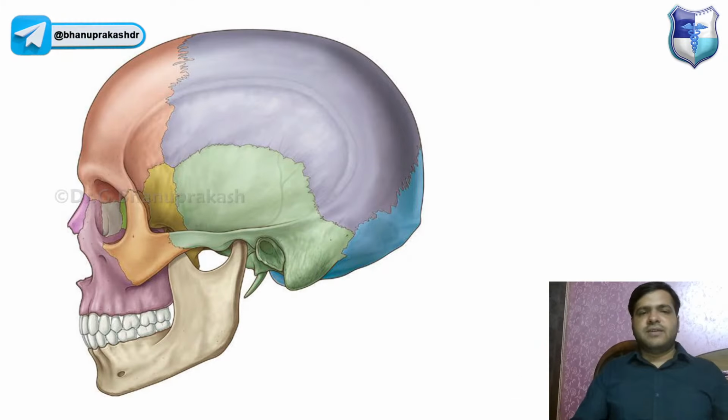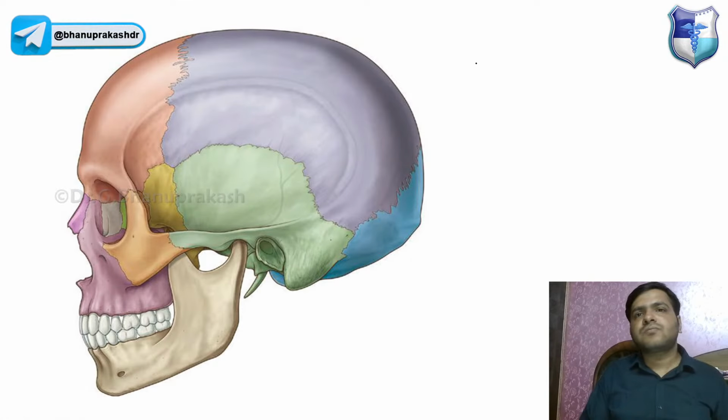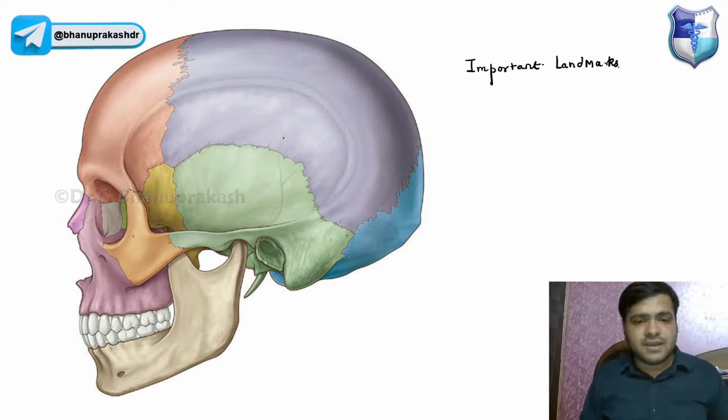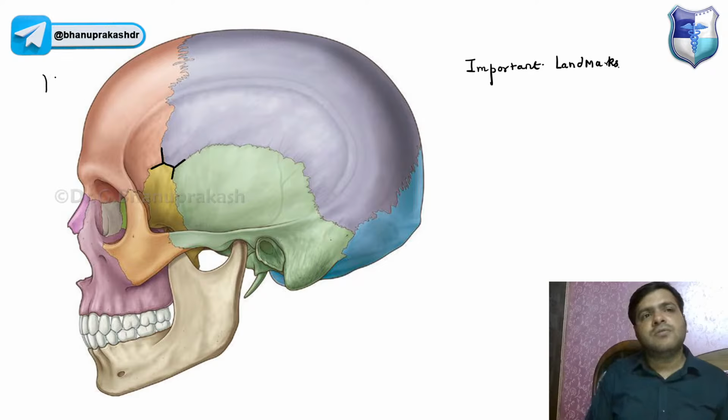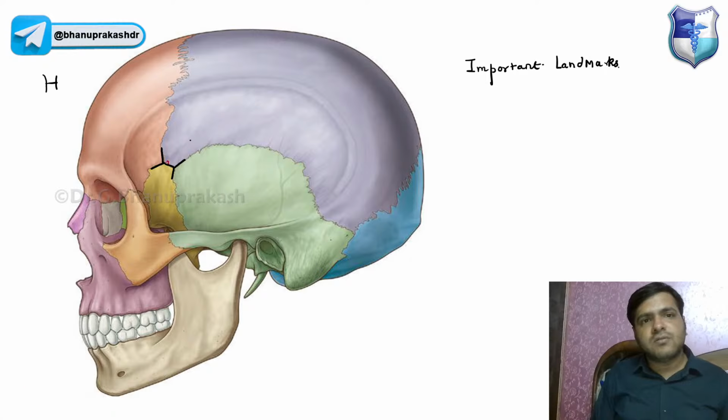Now, guys, there is something very important, the important landmarks. The very first one that we are going to discuss over here is very, very important. This H-shaped part is called the pterion. Let me write it over here. The pterion. It has been asked in NEET a lot of times.